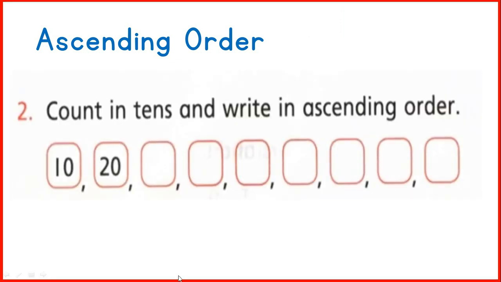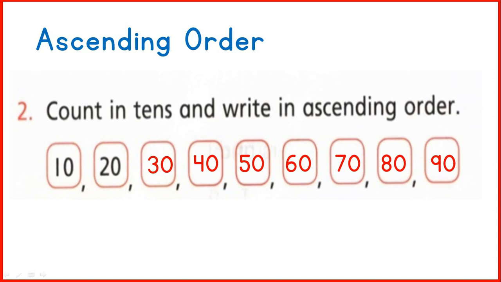Now you have to solve question number 2. Count in tens and write in ascending order. Look at here, 10, then 20, then what comes after 20? 30. Yes, counting in tens. You have to count in tens. 10, 20, 30. Then after 30 what comes? 40. You are right, 40. Then 50. Then 60. Then 70. Then 80. Then 90. This is called ascending order in tens.